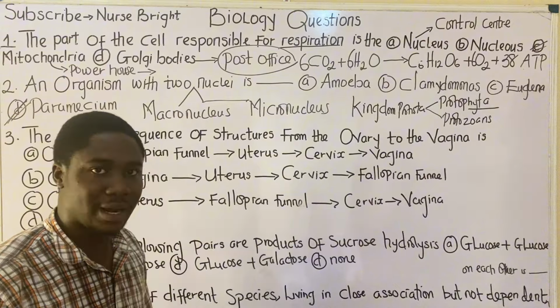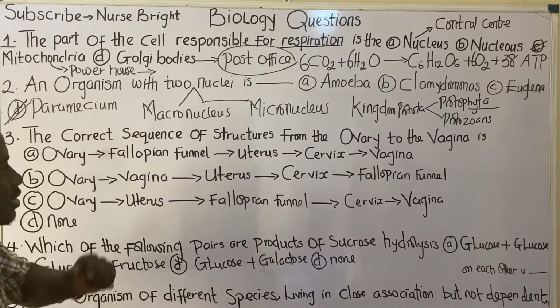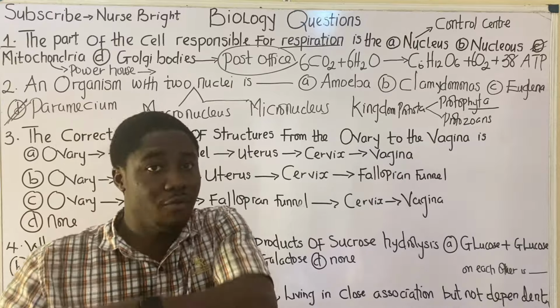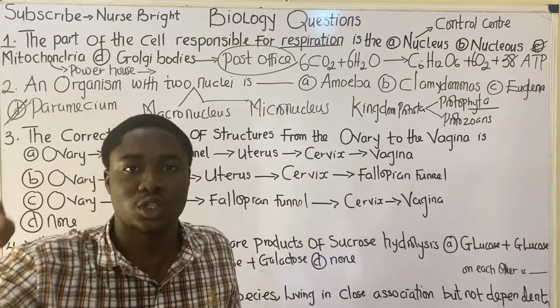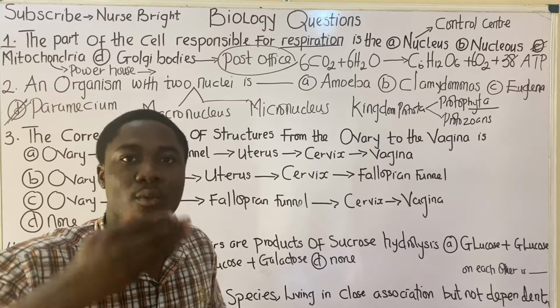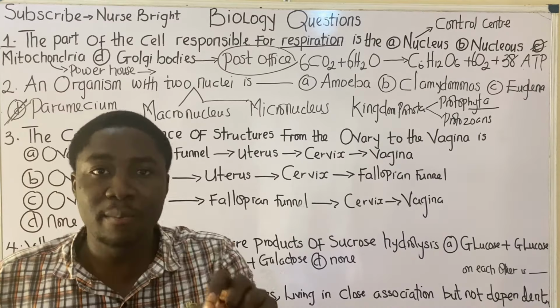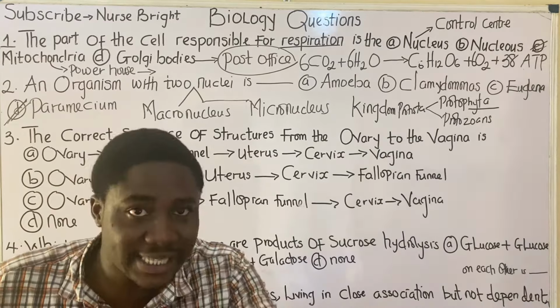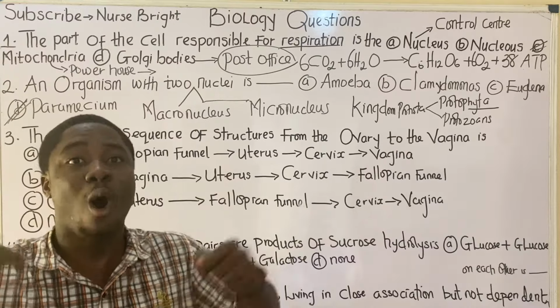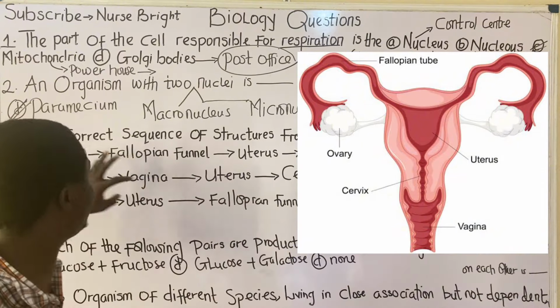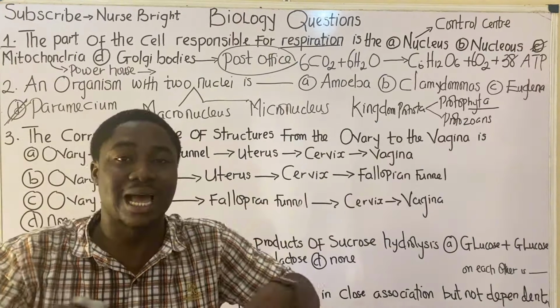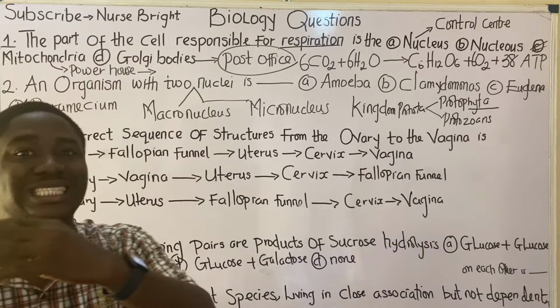So let's get into the next practice question, which says the correct sequence of the structures from the ovary to the vagina is. Looking at this question, my mind already knows where it is from. This question is coming from the topic in biology called the female reproductive system. So we have to understand the components of the female reproductive system, to be able to get the right sequence of arrangement of those organs from the ovaries to the vagina. Do you understand? They brought out different sequences in which the female reproductive system is arranged. So we have to look at the one that is correct, and it is extremely easy.